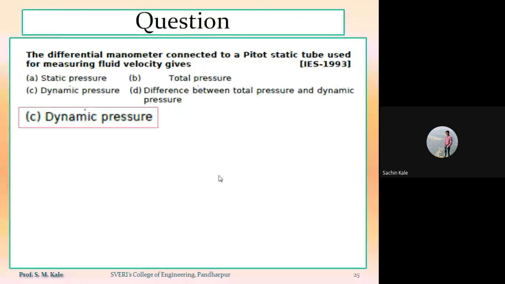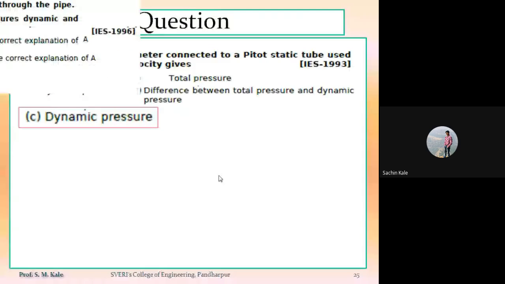Whenever we insert a pitot tube inside the pipe whose velocity we need to measure, at the tip of the pitot tube there will be the generation of stagnation pressure. That means there will be a conversion of kinetic energy into pressure energy, and that conversion will appear as pressure head. So with the help of the pitot tube, we are indirectly measuring the dynamic pressure. That is the correct answer.